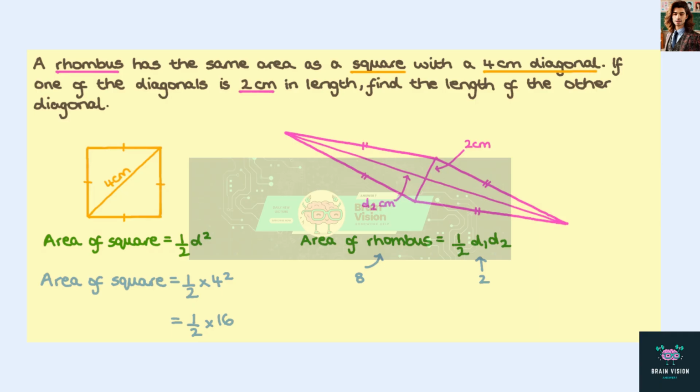We can substitute this value and the value 2 for the length of the first of the rhombus's diagonals to give an equation we can solve to find the length of the second diagonal. That equation is 8 equals a half multiplied by 2 multiplied by d2, and remember d2 represents the length of the second diagonal. 1 half multiplied by 2 is simply 1, so the equation simplifies to 8 equals d2. We've therefore found that the length of the other diagonal of the rhombus is 8 centimetres.